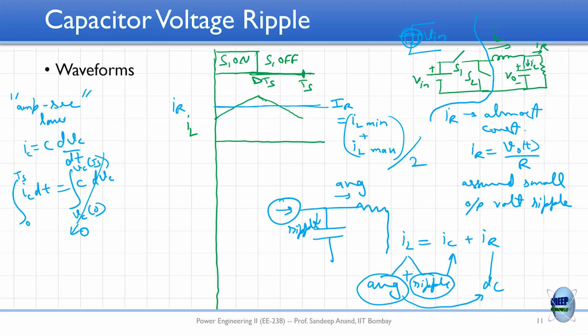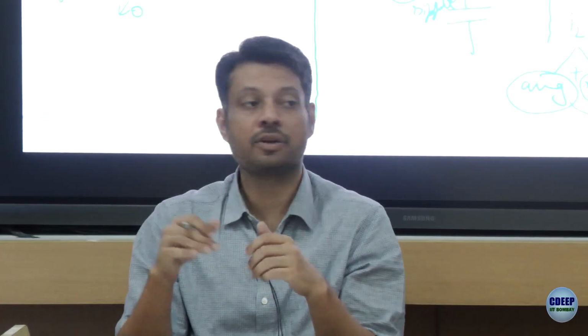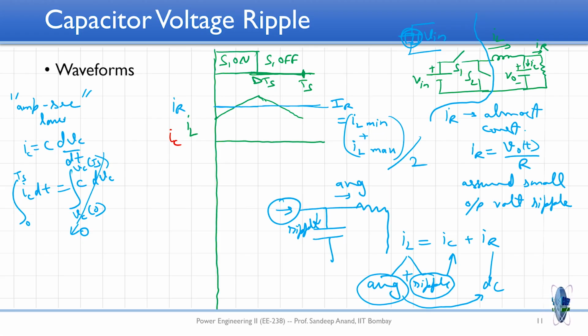Is that okay? Alright. Can you draw IC now, in the same figure? Go ahead, draw it in your notebook. How would IC look like? Let's start from somewhere. Just explain, I'll draw it. It will be a triangle but below. So IC is nothing but Kirchhoff's current law, IL minus IR. Just apply Kirchhoff's current law at each instant.